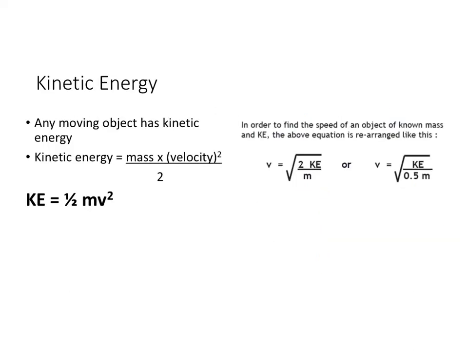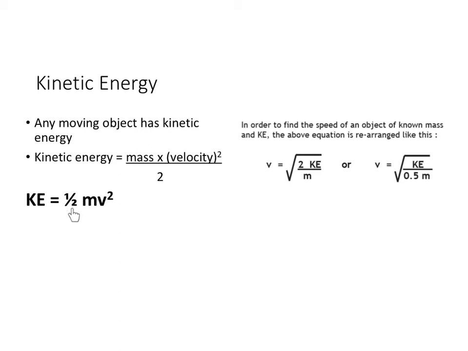Okay, so moving on to kinetic energy. Any moving object has kinetic energy. It depends on 2 quantities: the mass and the velocity squared. So doubling the velocity is going to make our kinetic energy increase by a factor of 4. The velocity is the big factor here, but also increasing the mass is going to make our kinetic energy increase.